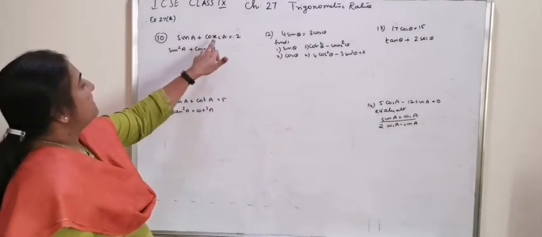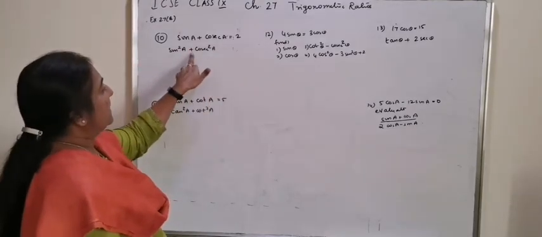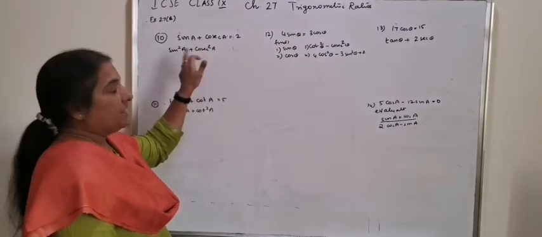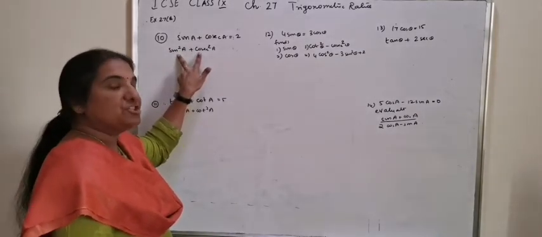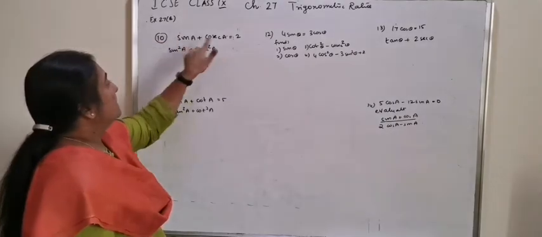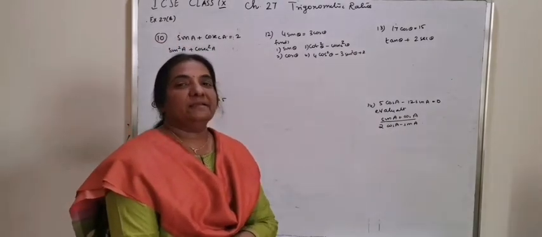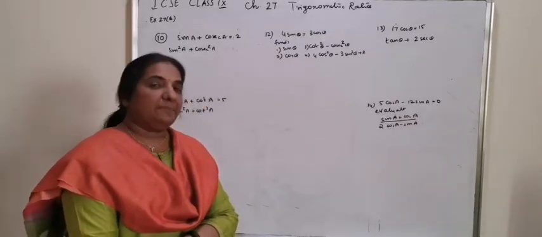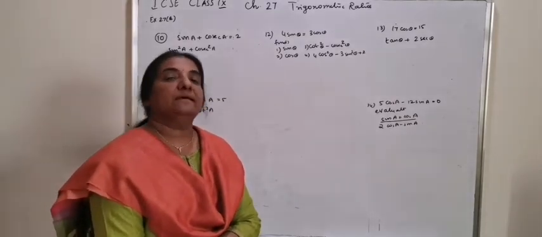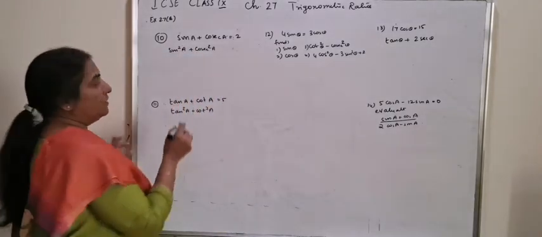If sin A plus cosec A is equal to 2, find the value of sin square A plus cosec square A. Now see, to get the value of sin square A plus cosec square A, we should expand sin A plus cosec A, or we should square sin A plus cosec A. But the expansion will be of the pattern A plus B the whole square. So the identity will be involved here.